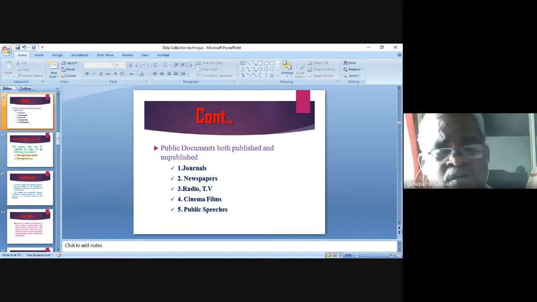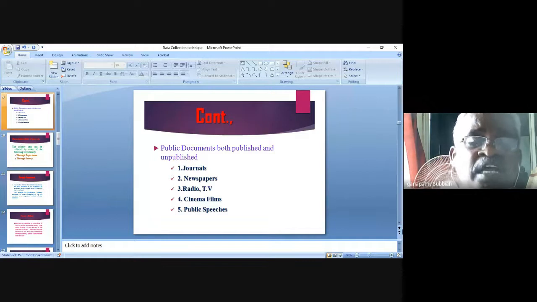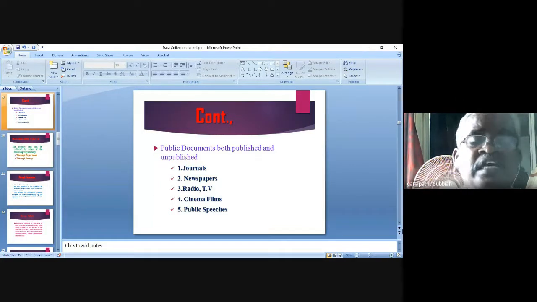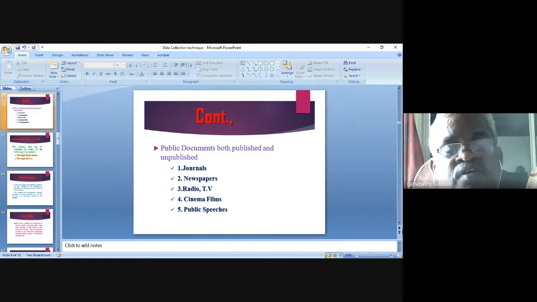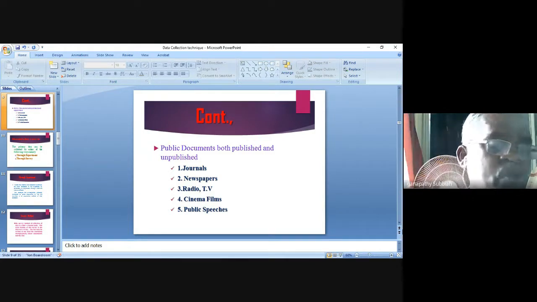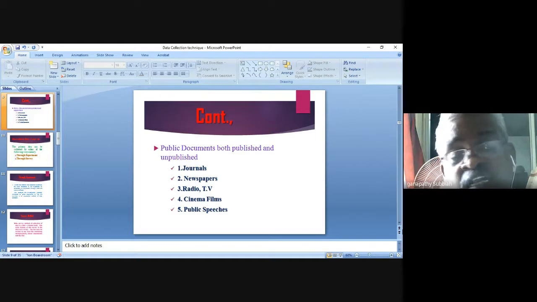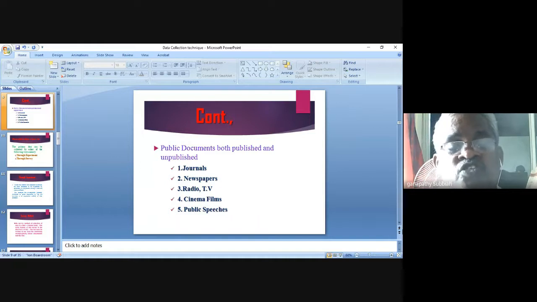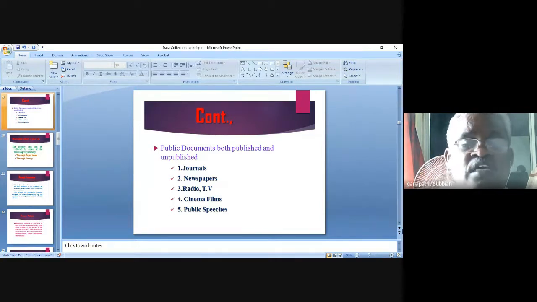The next one, newspaper. The newspaper may be a daily, fortnightly, or monthly newspaper. So these are the newspapers, another important evidence in the secondary nature of data. Then radio and televisions, another authentic evidence for the secondary data. Then cinema films, the public speech. So these are the sources of information collected by the researcher in the secondary nature of data.